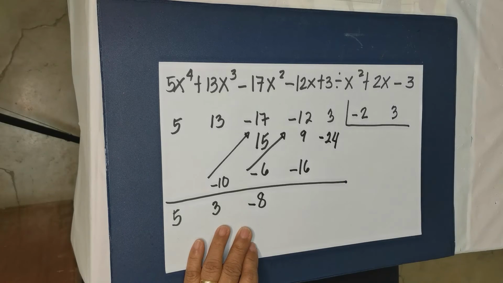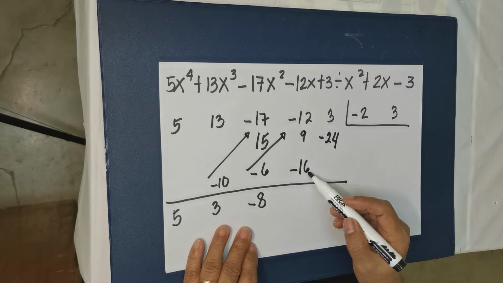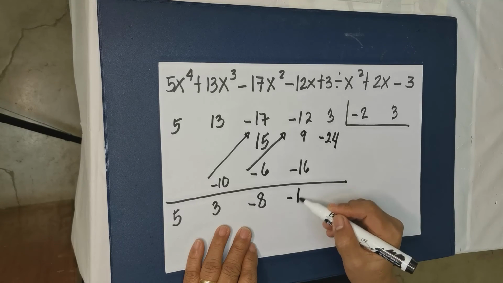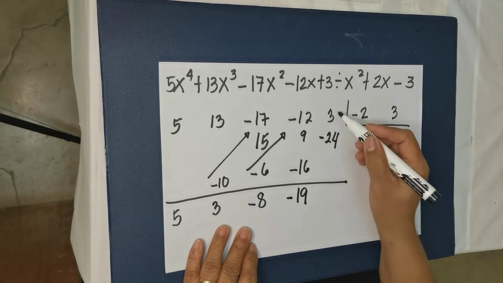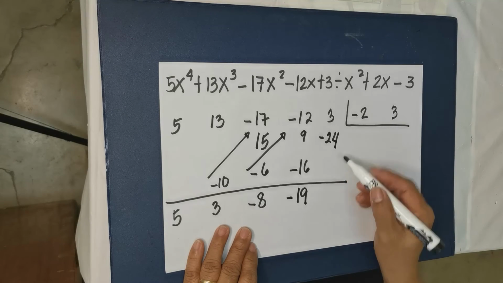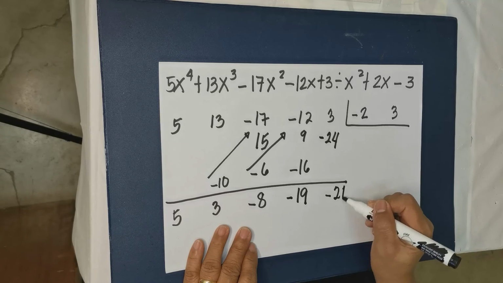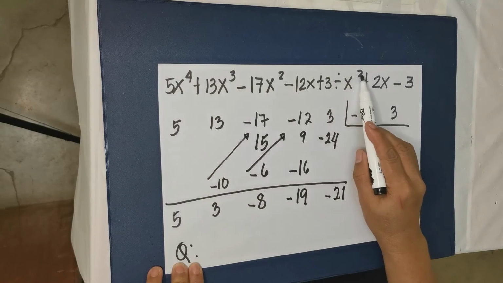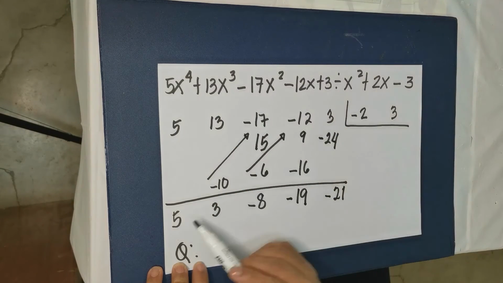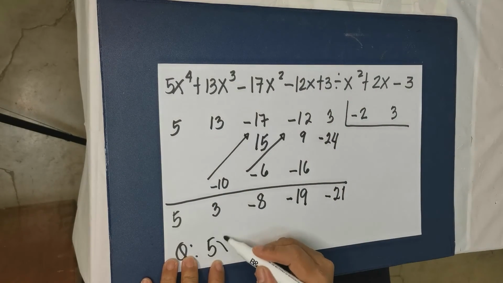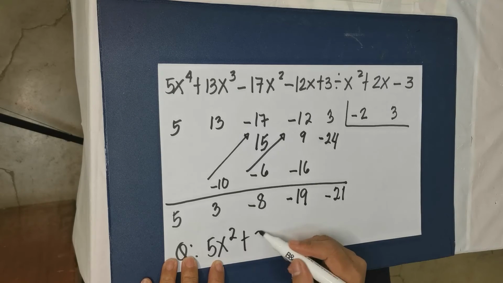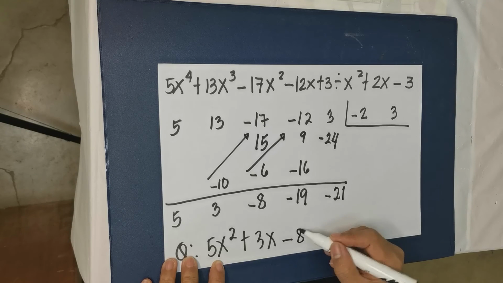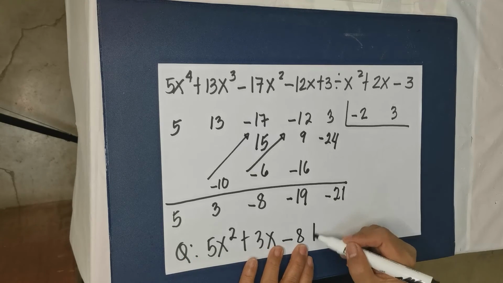negative 24. So, what is negative 28 minus 9? So, that would be negative 19. And this is 3 plus negative 24, which would be negative 21. So, our quotient would be, take note, that is 4 and this is already square. So, 4 minus 2. So, we will start with 5x squared plus 3x minus 8. This is now our remainder.